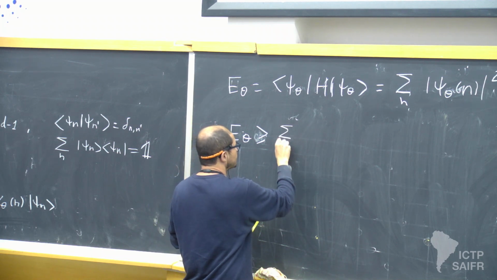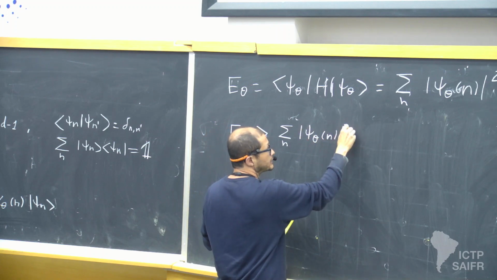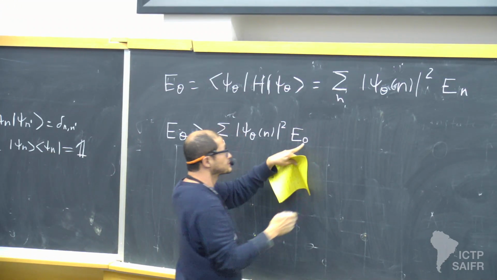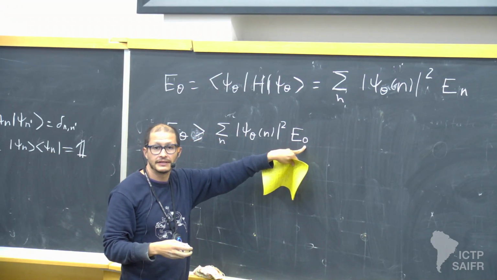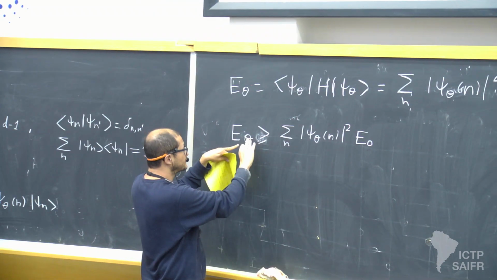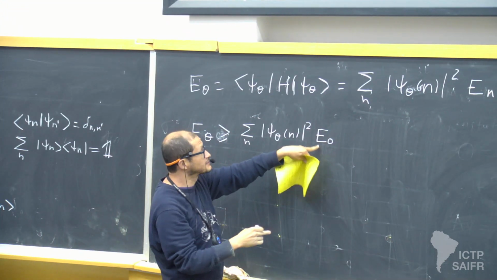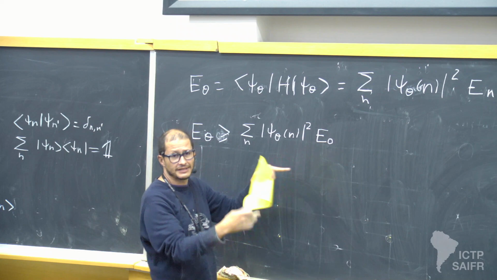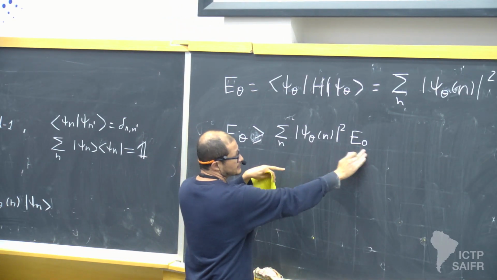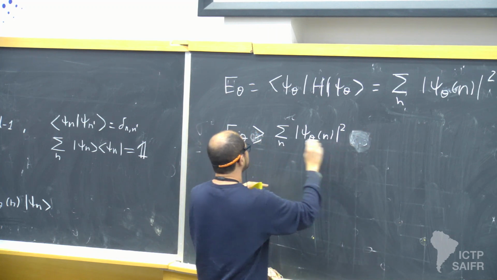So sum over n, n squared, and then instead of E_n, I'm going to have the smallest of the eigenvalues, right? And so this here is bigger than this because I've replaced all of them by a small number, the smallest number among the eigenvalues, and that doesn't depend on n anymore, so we can bring it here.